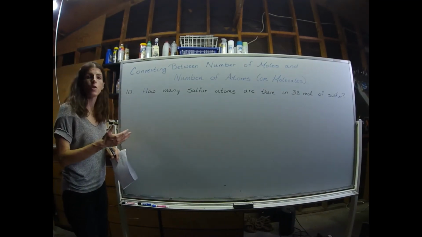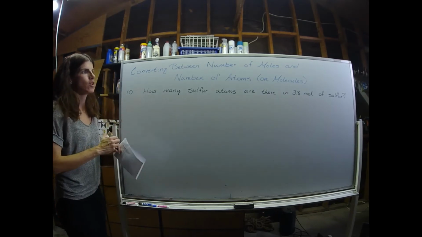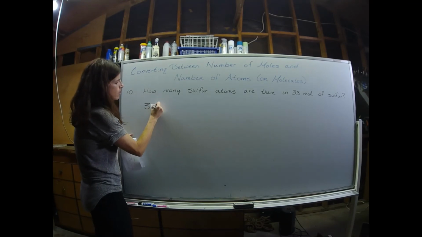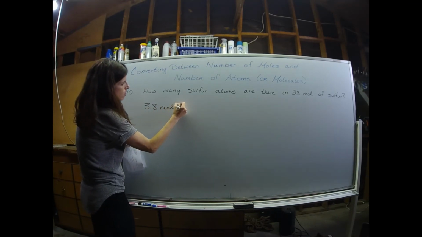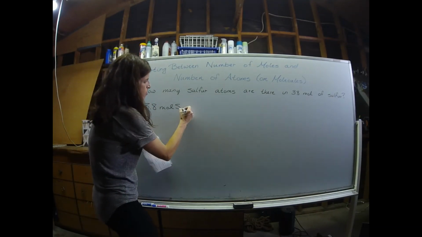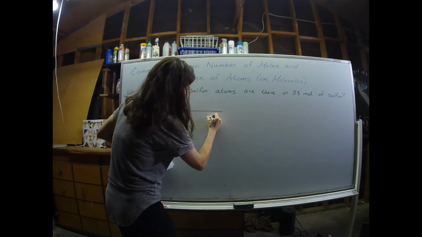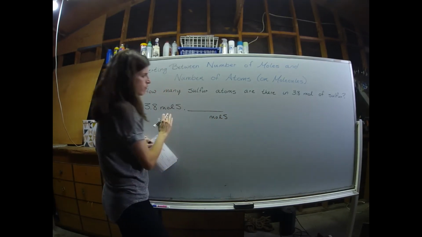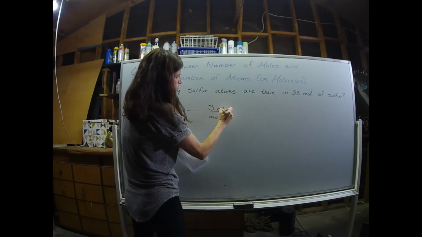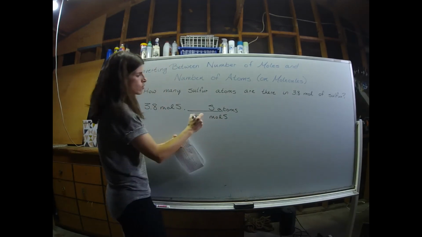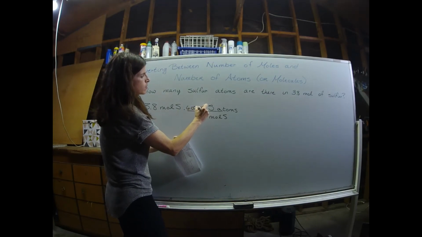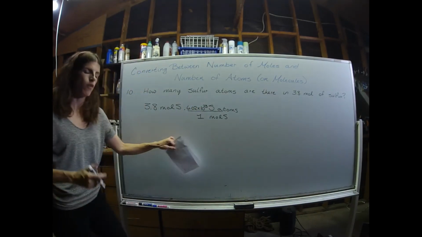In problem number 10, we need to go from moles to atoms. So I'm going to start with the standalone number. So I'll start with 3.8 moles of sulfur. I want to be as specific as possible. And we're trying to get rid of moles of sulfur, so that's going to go in the denominator of my conversion factor. And I want to go to sulfur atoms. So 1 mole of sulfur has 6.02 times 10 to the 23rd sulfur atoms.